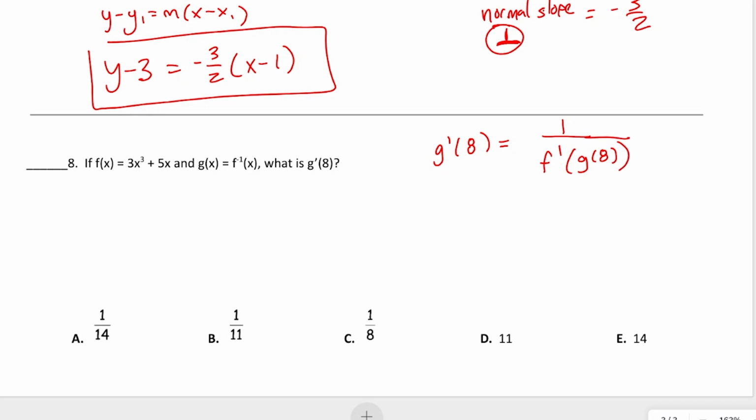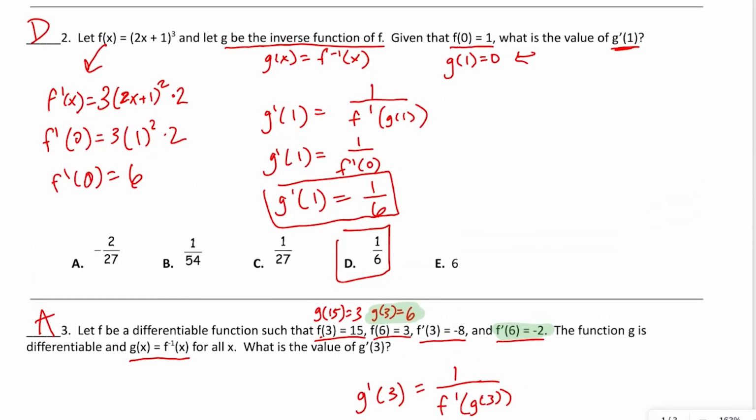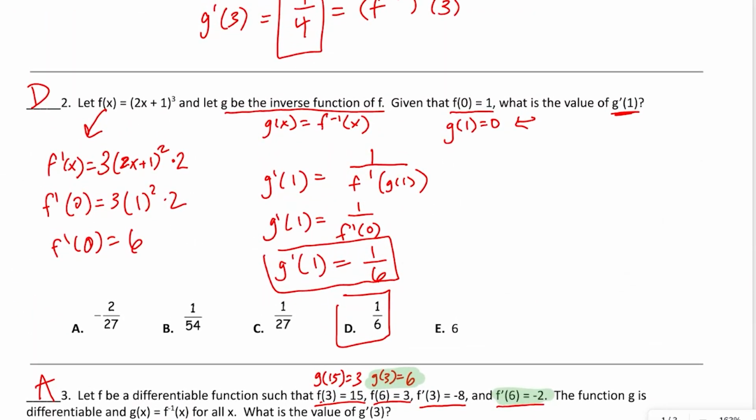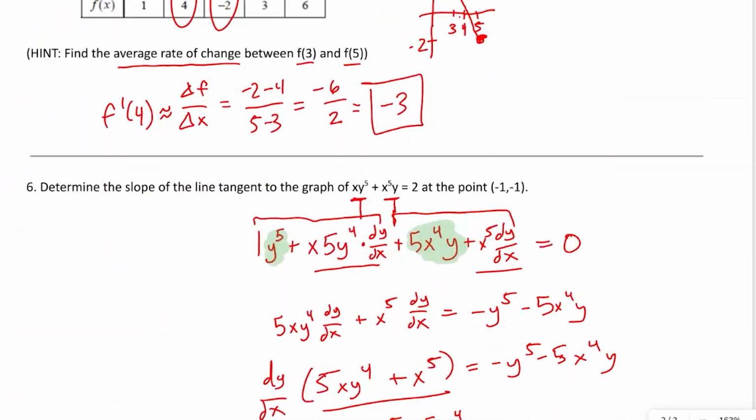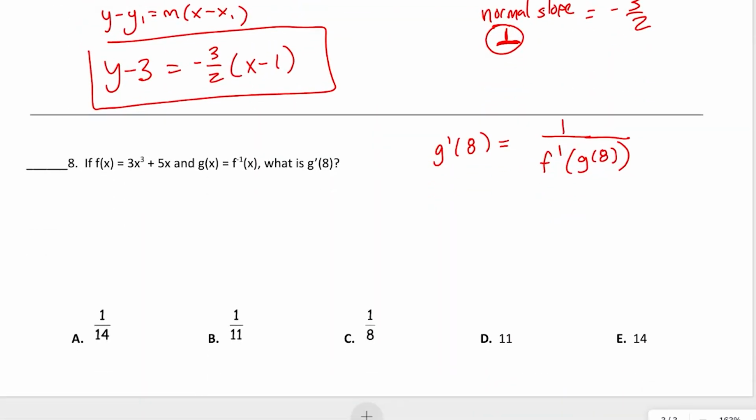Now before, on most of these problems up here, they gave us a point on f, and then we used that to find g. Here they don't give that to us. But what we really need is g of 8. So what we need to do is find the value that'll give us 8 here.